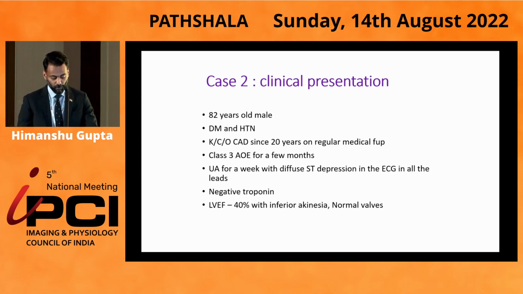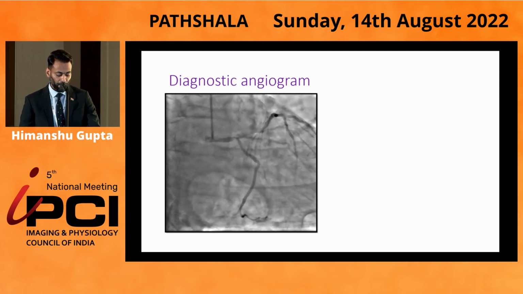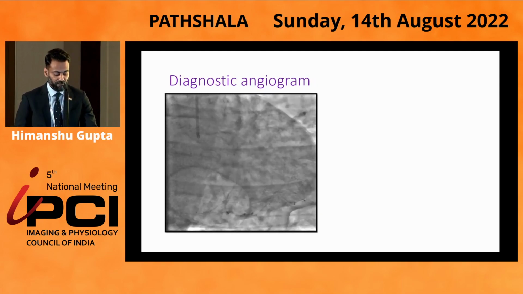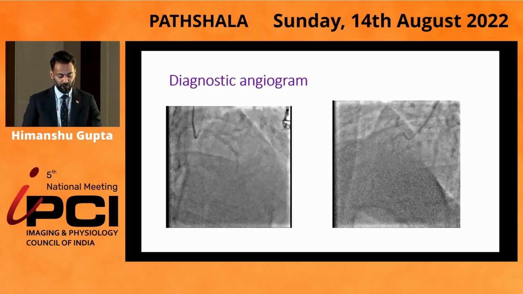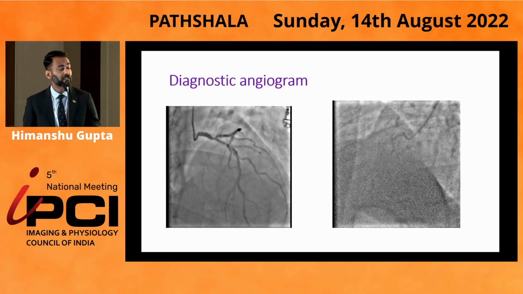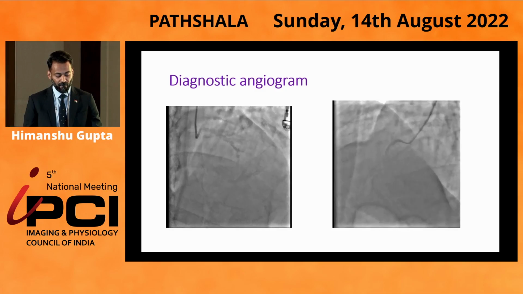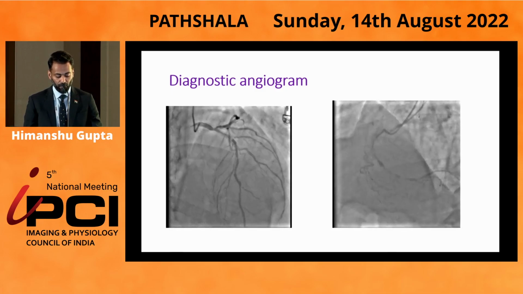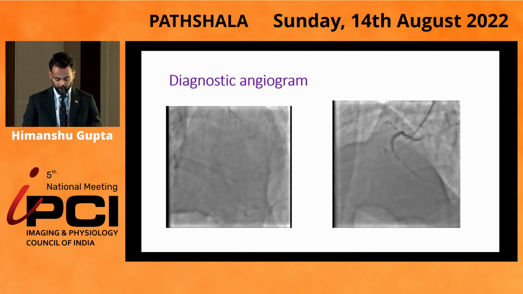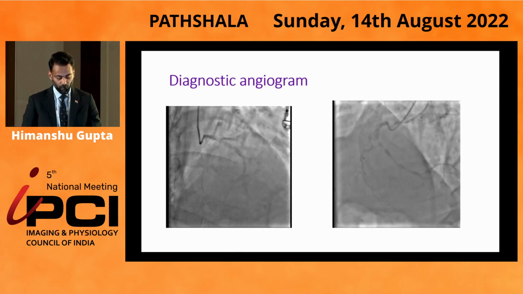He presented to us about 3 years back with class 3 angina, negative troponin, and ejection fraction of 40%. If you look at this angiogram, it's a distal left main, heavily calcified vessel, and you can see the whole vessel even without angiogram. So you have a calcified lesion extending from the distal left main to the mid LAD. The right is occluded with some collaterals from the LAD to the right.